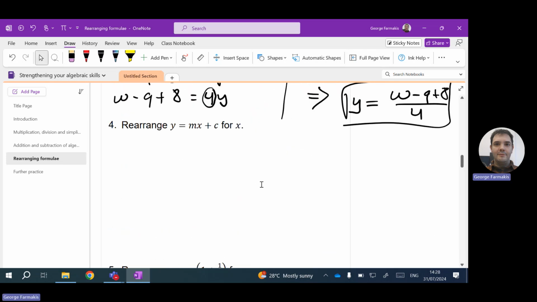Okay, let's go to another example. So we want to rearrange for x. So this is the equation of a straight line.